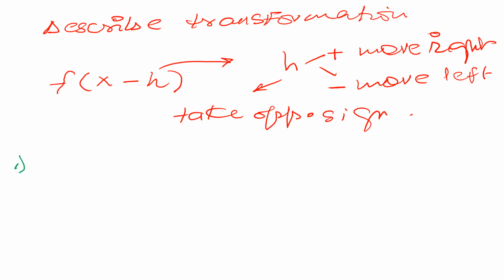Example 1. If I write here f of x minus 3, it could be any function, a quadratic function or an absolute value function. So what is happening? For the solution, you tell me what is h. In the equation, it's written x minus 3. So it's negative 3. Take the opposite sign, so it becomes positive 3. And what does positive represent? Move right. So how do you write?